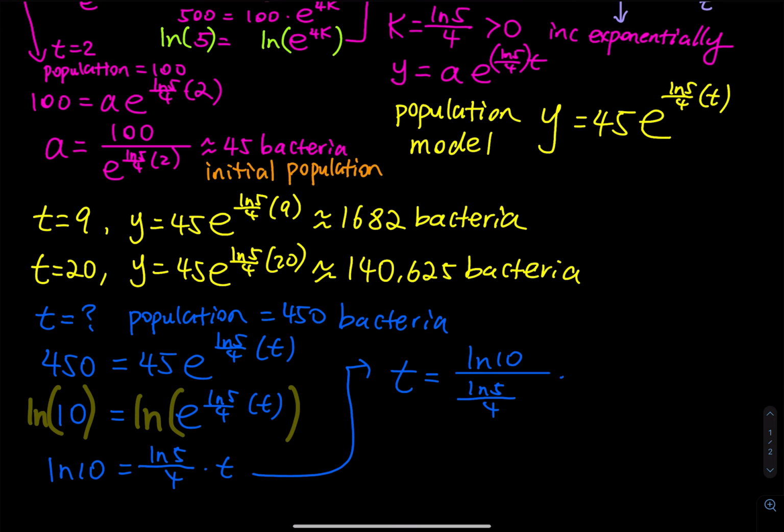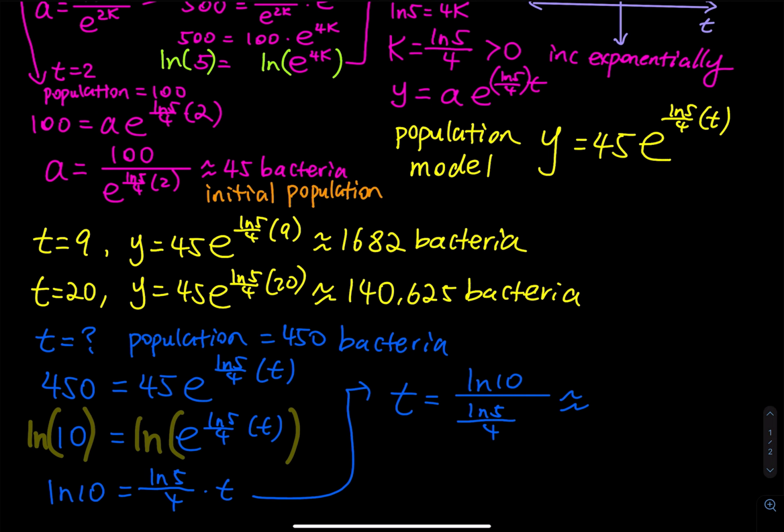So that one is approximately equal to, t is in hours, right? So yep, t is in hours. Let's keep one decimal place. It's 5.722706, so 5.7 hours to make the population 10 times the initial population.